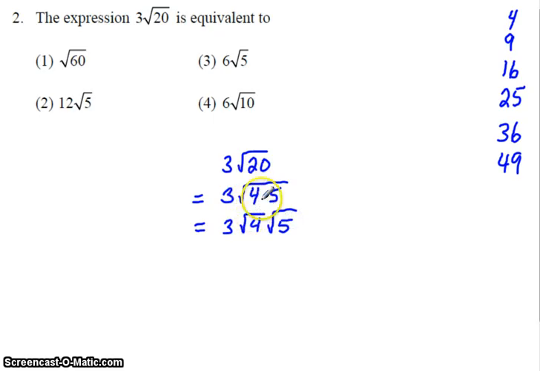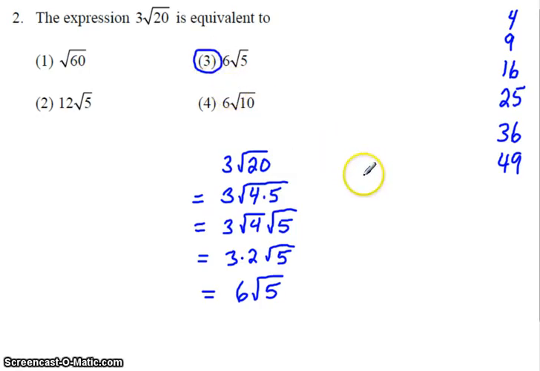It's important to put the 4 first because that's our perfect square. The square root of 4 is 2, and we're still left with the square root of 5. 3 times 2 is 6, so this is 6 square roots of 5, which is answer 3. Again, you can check your answer super fast. Put 6 square roots of 5 in your calculator and you'll get a decimal. Put in 3 square roots of 20 and you should get the same decimal. Alright, cool, let's move on to the next one.